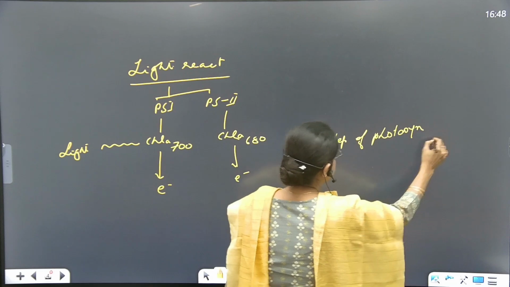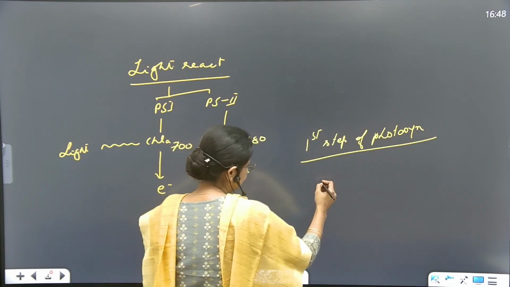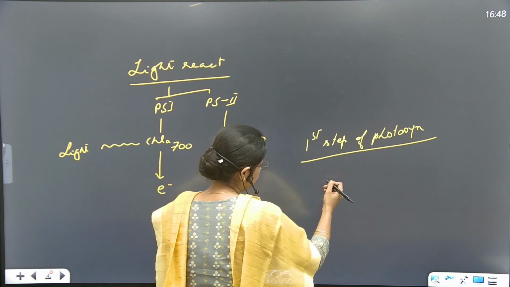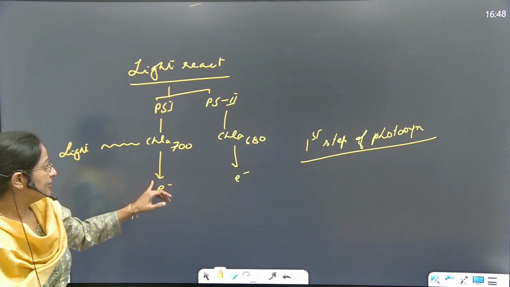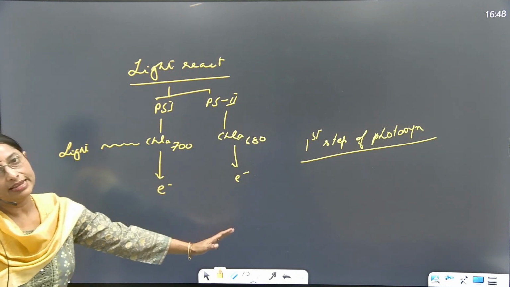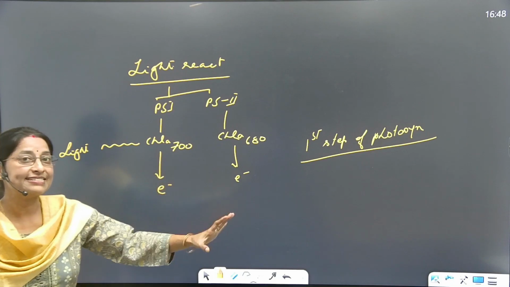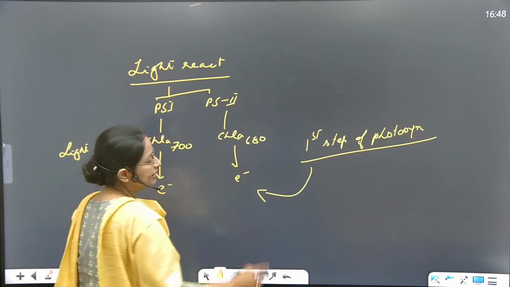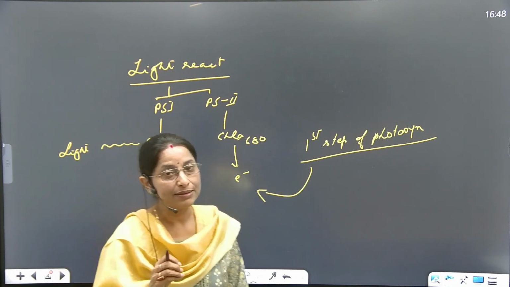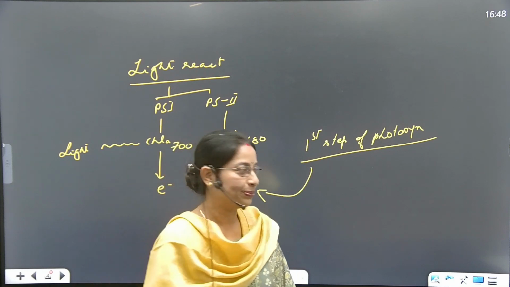First step of photosynthesis is coming out of the electrons. The reaction center gets excited and it will eject out a pair of electrons. So, the first step of photosynthesis is electrons coming out, that is the starting point. If electrons do not come out, the photosynthesis process does not begin, right?